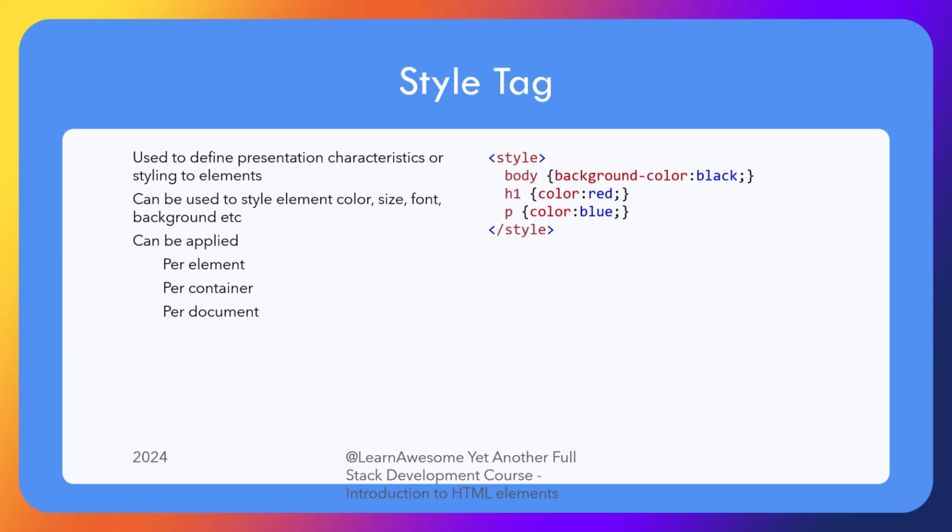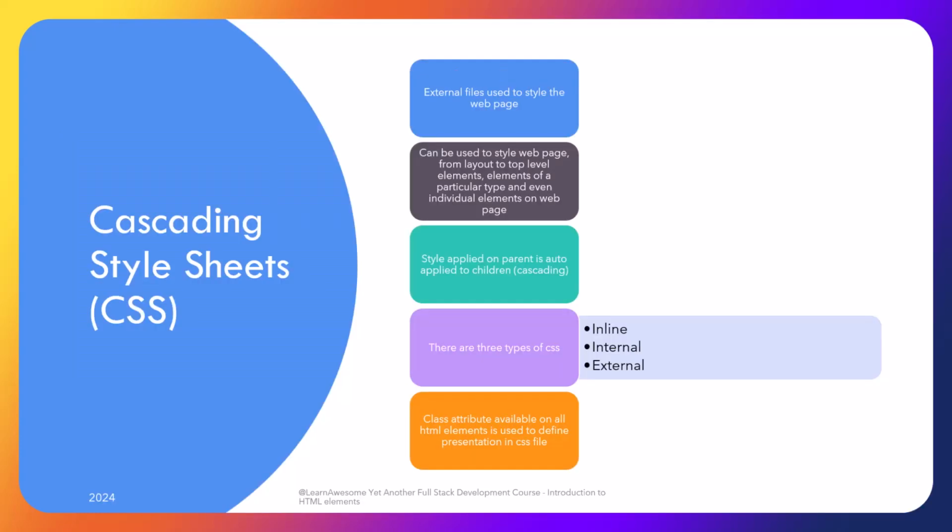I know many of the terms I just used have not been introduced yet, but I'm just about to introduce all of these. CSS, or cascading style sheets, are used to style the web page from layout to top level elements, elements of a particular type, and even individual elements on the web page. They contain the word cascading, as style applied to a parent element will also be inherited by its child elements.